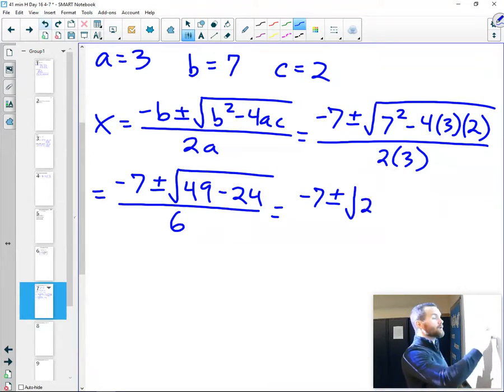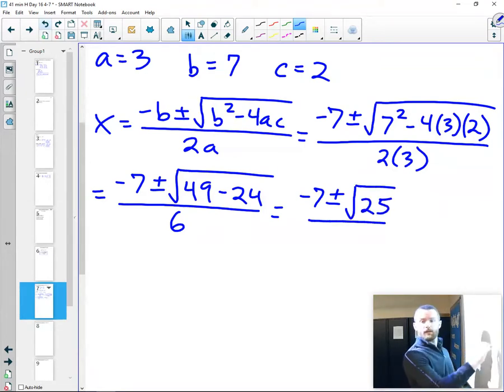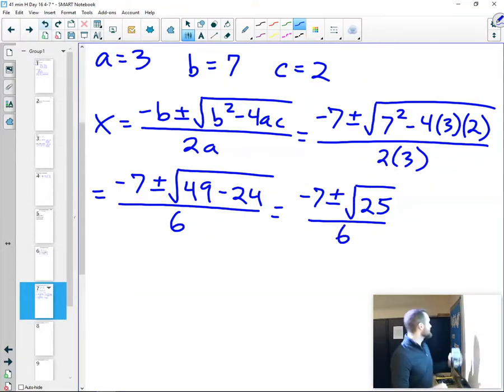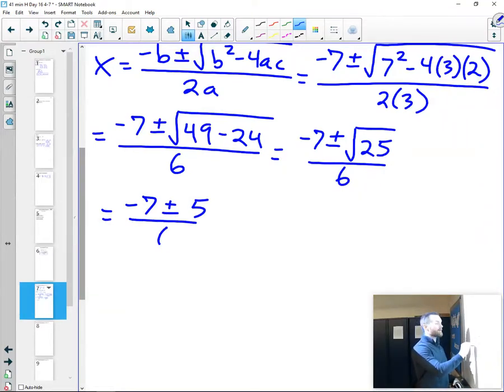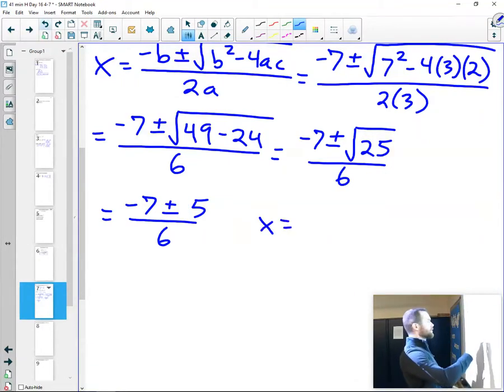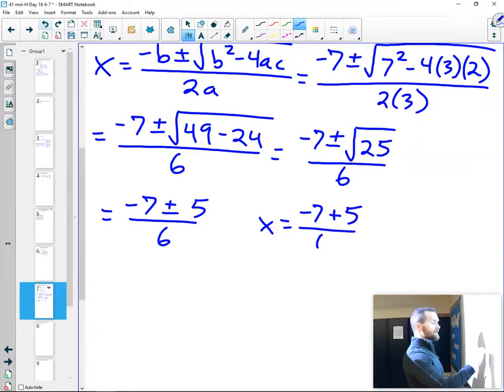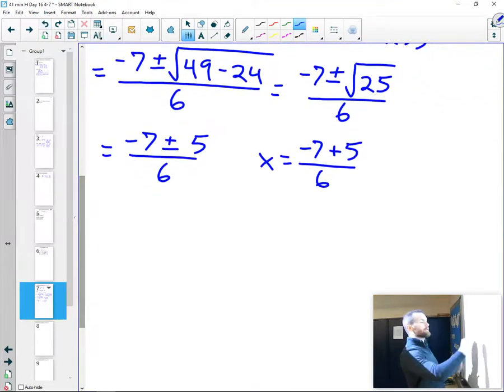49 minus 24 is 25. That's all going to be divided by 6. Now let's see, we can rewrite that as negative 7 plus or minus. It's time to take the square root of that 25 and get 5, all divided by 6. And now here's where we need to split it up. We need to deal with this plus or minus. So I'm going to write it once over here. So x equals negative 7, I'm going to write it once with a plus, all divided by 6, and once with a minus.